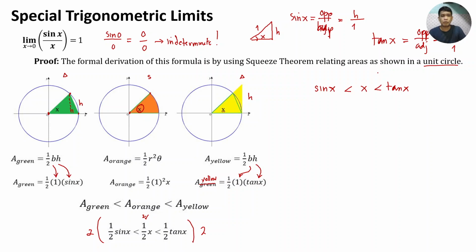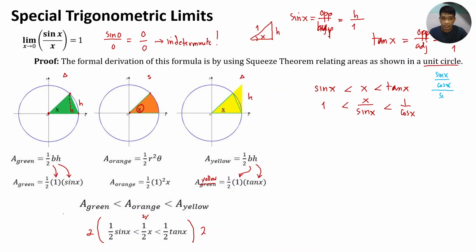So, if I am to divide this all by sine x, bakit yon? Kasi ang kailangan natin is the ratio of sine x over x. So, dividing this all by sine x, magiging 1 is less than x over sine x is less than 1 over cosine of x. Bakit naging 1 over cosine of x? Kasi alam natin na ang tangent is sine over cosine of x.